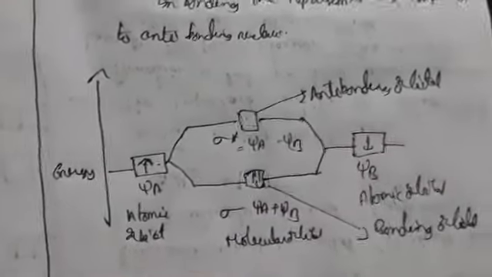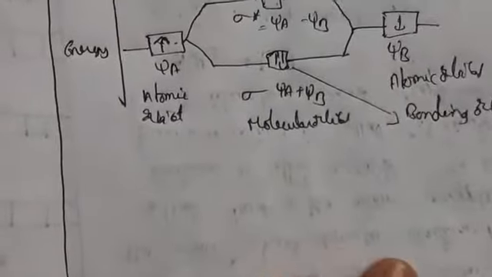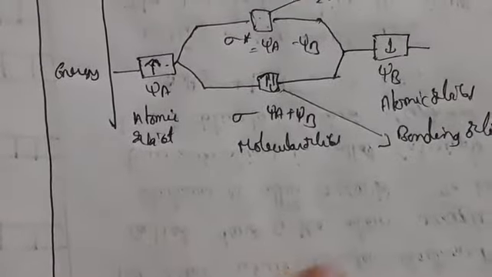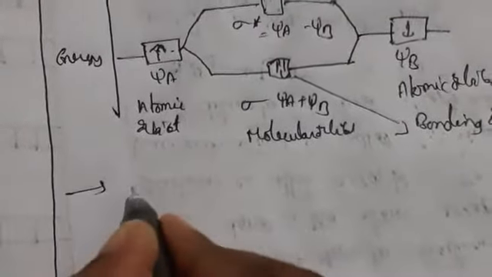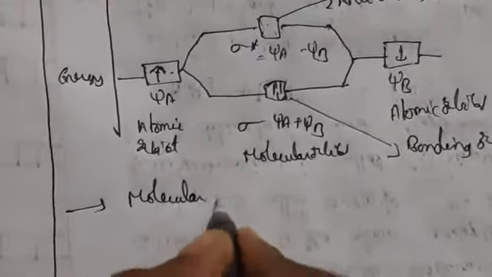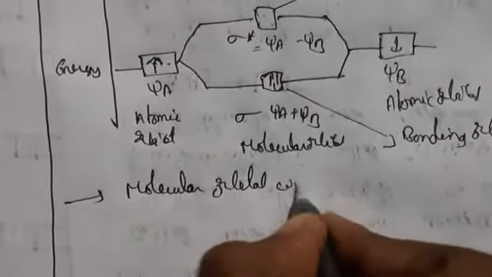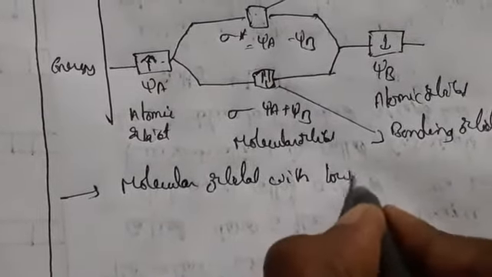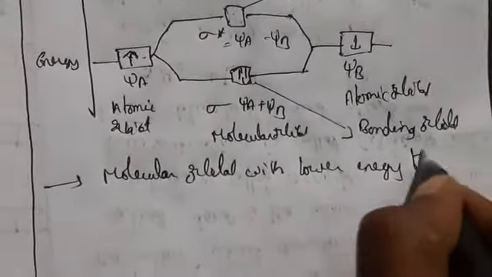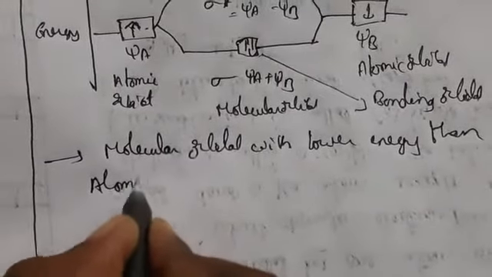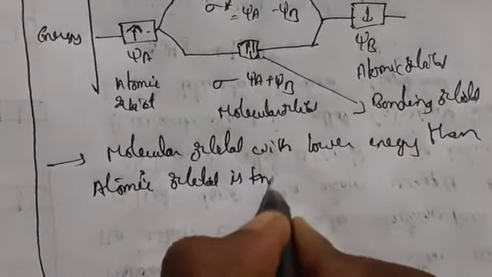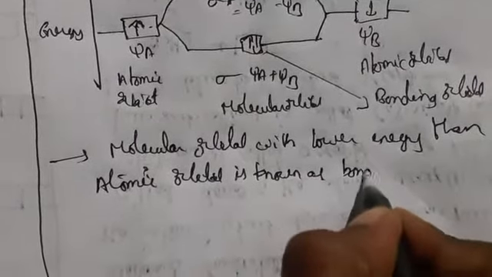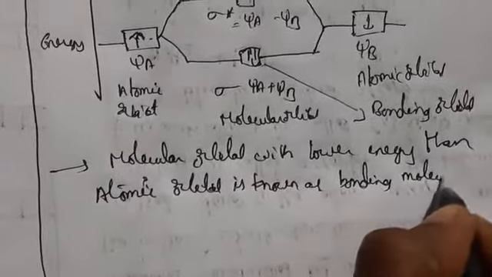If a molecular orbital has lower energy than that of the atomic orbital, we call it a bonding molecular orbital.